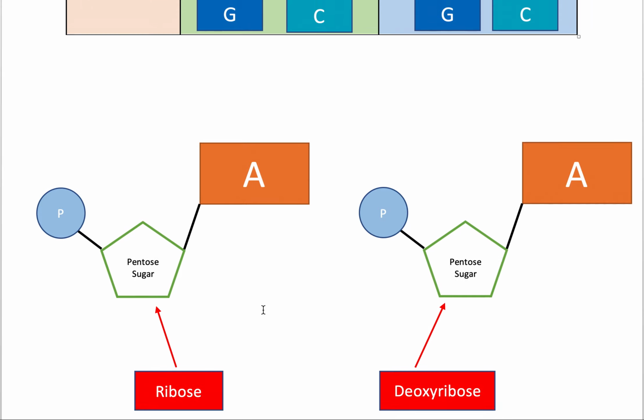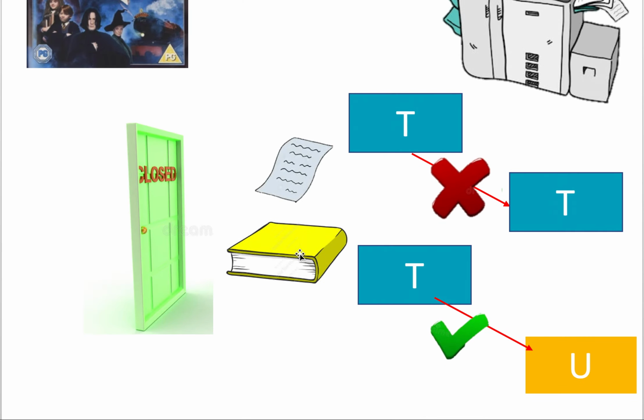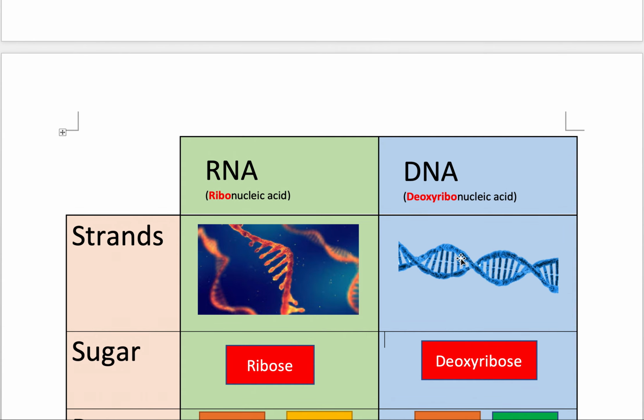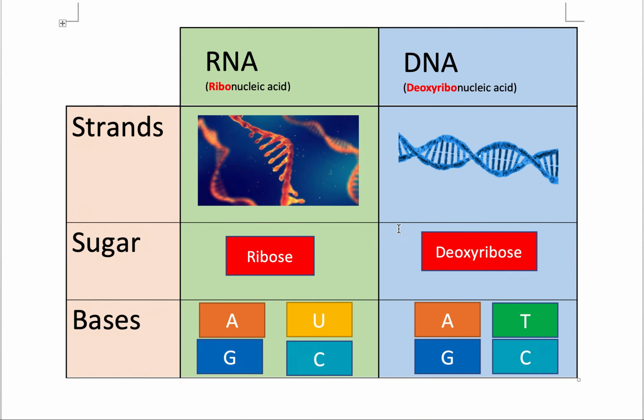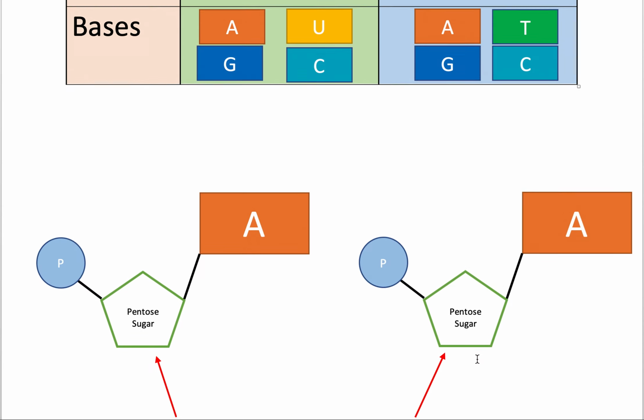Okay, so that's it. These are the four major differences: the function, the page in the book, the strands, single, double-stranded, the sugars that are different, which you can see in the names, and the bases that are different. And these bases are different due to the copying process that I explained above with the photocopier. The U and the T are different. So this is it for the basic summary.